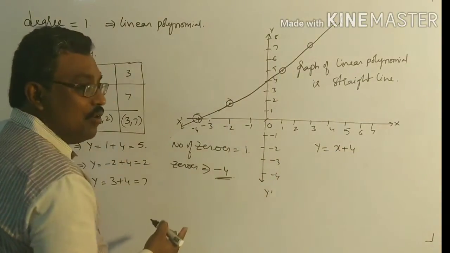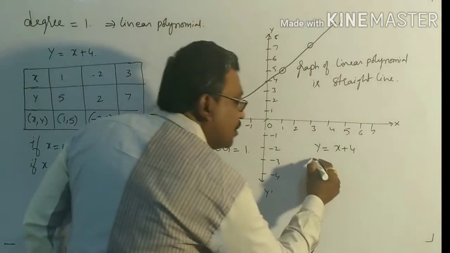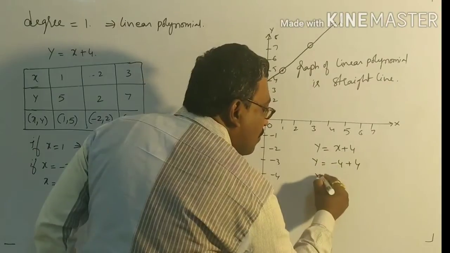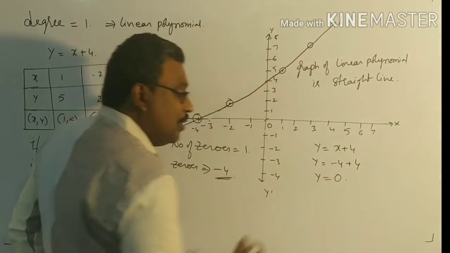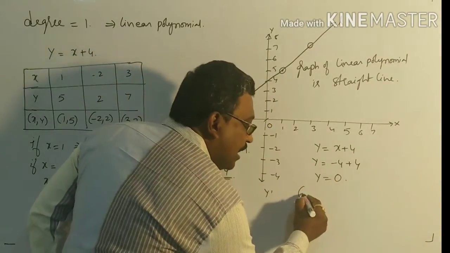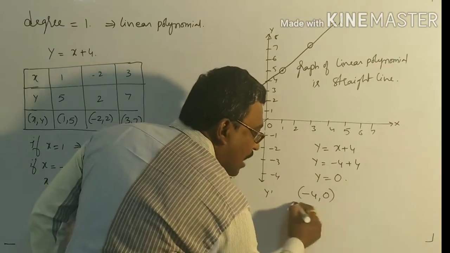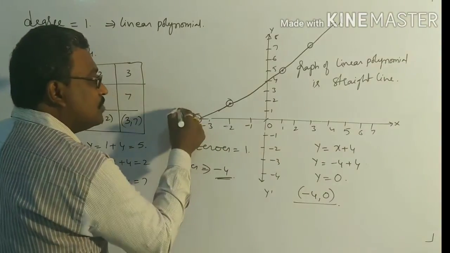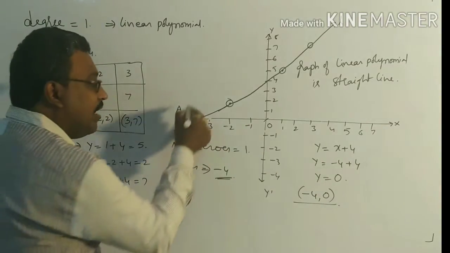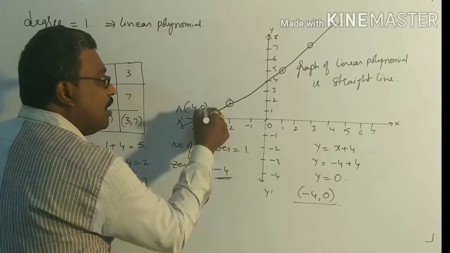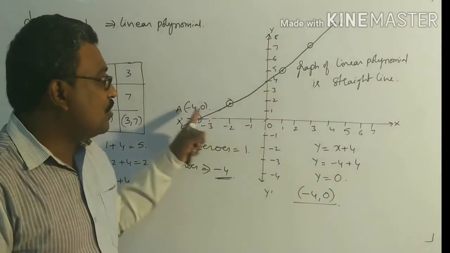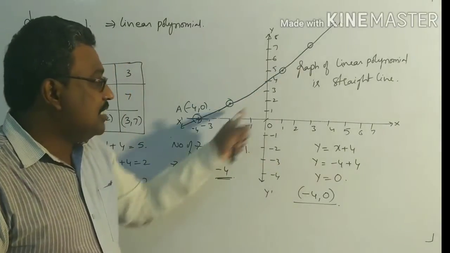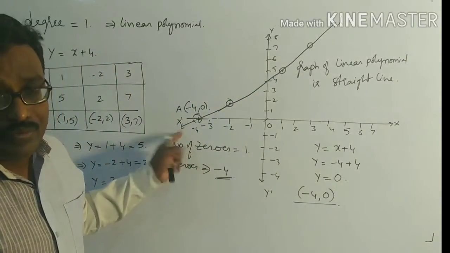So at x is equal to minus 4, substitute. At x is equal to minus 4, the y value is 0. That means if you take x as minus 4, the y value is becoming 0. What is this coordinate name? Suppose I take point A, (minus 4, 0). So this is the algebraic version and this is the graphical notation.